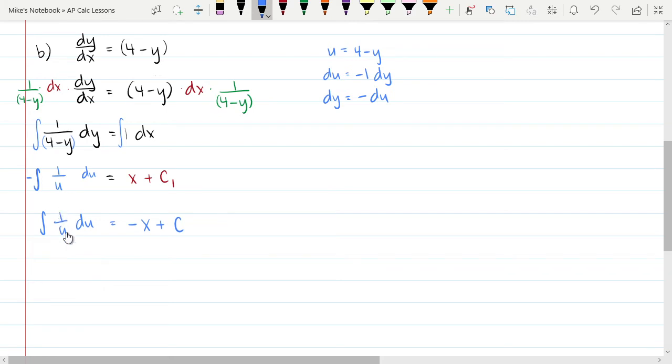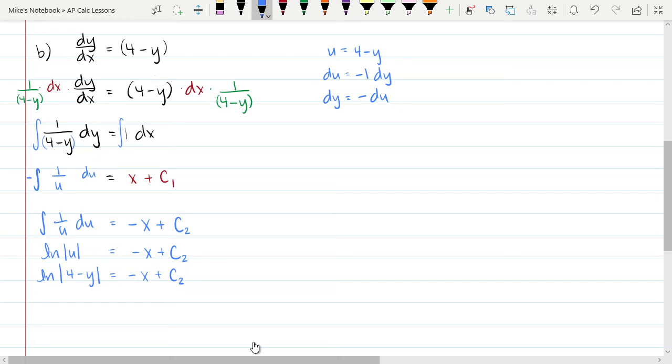All right, so now the integral of 1 over u, of course, is going to be the natural log of the absolute value of u equals negative x plus this constant here. And again, thinking ahead, you wouldn't necessarily know this yet, but I'm going to go ahead and call this constant right here constant 2, because it's actually going to change one more time in just a moment. All right, and then don't forget, we're going to substitute the u back in with a 4 minus y. So I have the natural log of the absolute value of 4 minus y equals negative x plus constant sub 2.